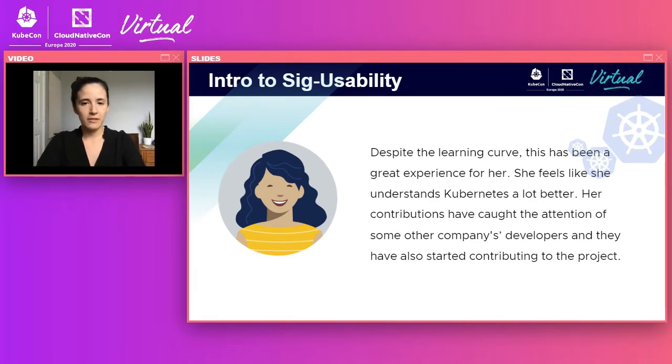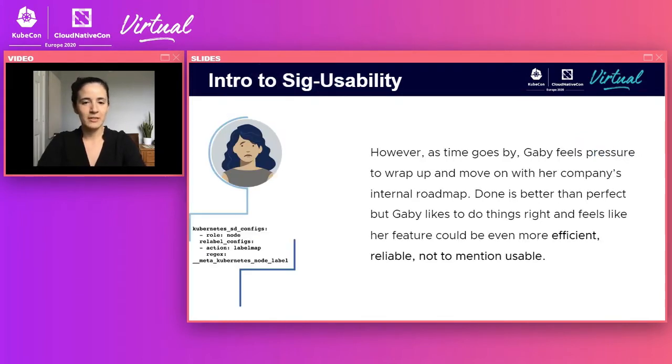Despite the learning curve here, this has actually been a great experience for her. She feels like she understands Kubernetes a lot better. Her contributions have also caught the attention of some other companies' developers, and they have also started contributing to the project. So that's really neat for her. However, as time goes by, she feels pressured to wrap up and to move on with her company's internal roadmap. Done is better than perfect, but she does like to do things right and feels like her future could be even more efficient, reliable, not to mention usable, localized, accessible, the works.